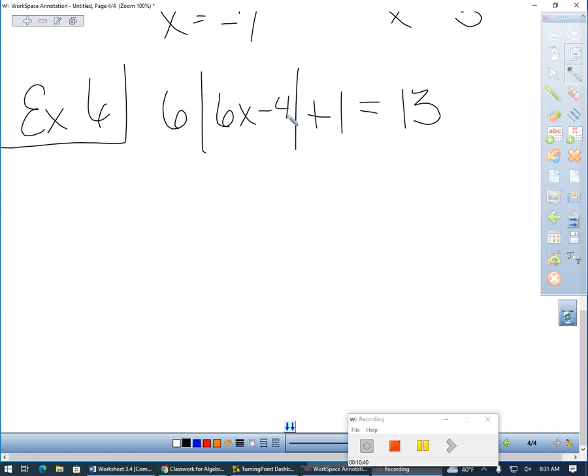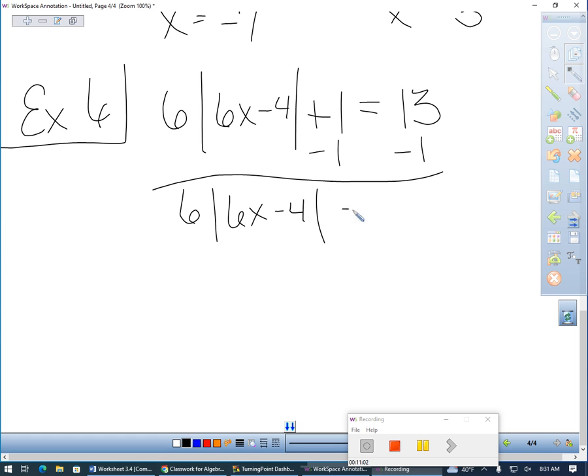So now this time, what do I have to do to get this absolute value by itself? Good. First, we have to subtract 1, and then, yes, we have to divide by 6. So subtracting 1 from both sides, I have 6 times the absolute value of 6x minus 4 is equal to 12. Then we have to divide both sides by 6. So we have the absolute value of 6x minus 4 is equal to 2.